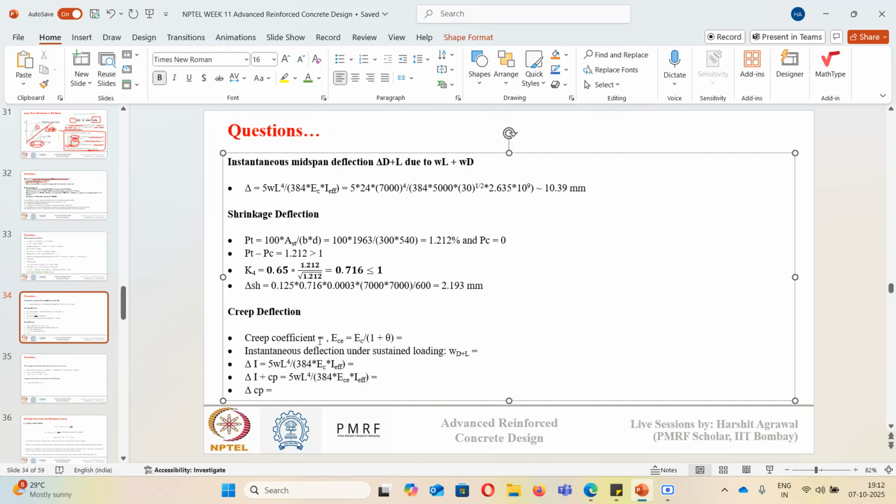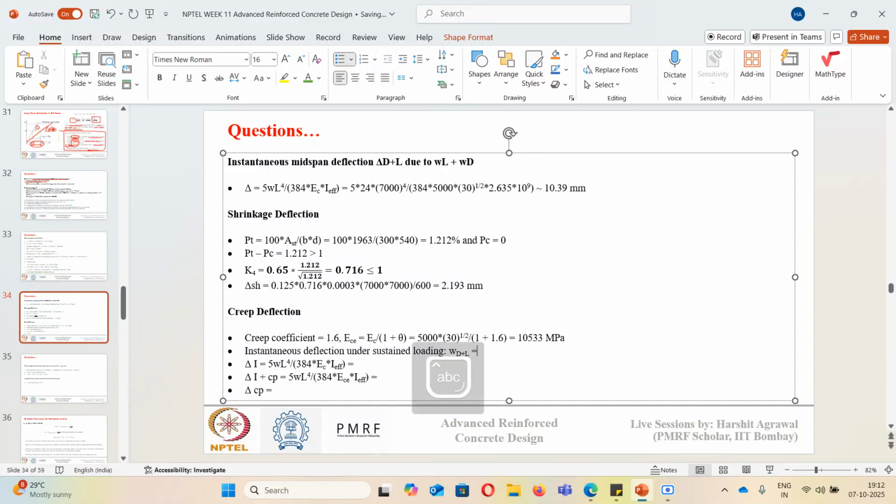Now, due to creep, the creep coefficient is 1.6 for 28 days loading. So the effective modulus ECE is nothing but EC upon 1 plus theta. EC is 5000 under root of FCK, divided by 1 plus theta. So 1 plus theta is 1 plus 1.6. This value will come out to be 10533 MPa.